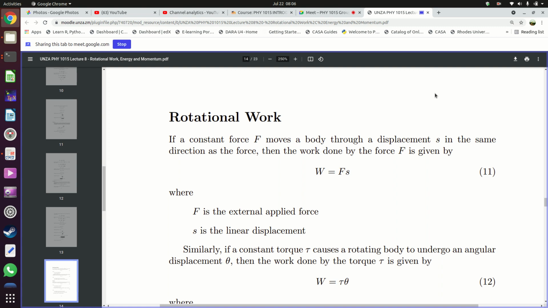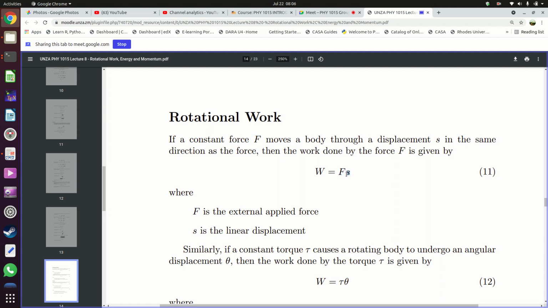All right. The next thing we are going to look at is something called rotational work. Now, you have to remember what work is. What happens when a person performs work on an object? When you perform work on an object, you apply a force. In this case, you apply a force F, whatever force you're applying, and this force causes this particular object to move a certain amount of distance.